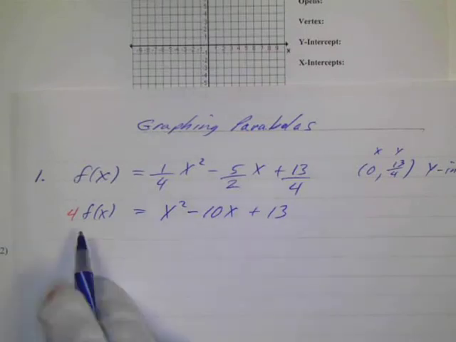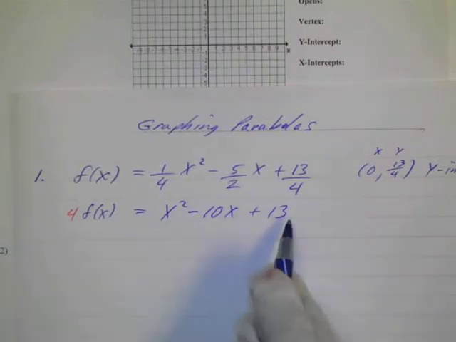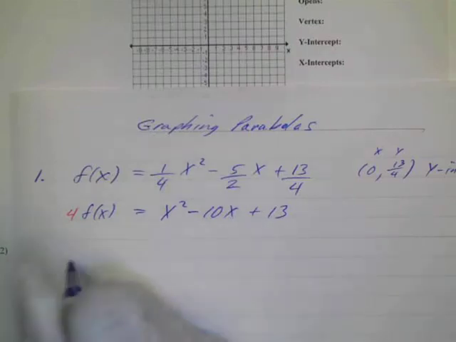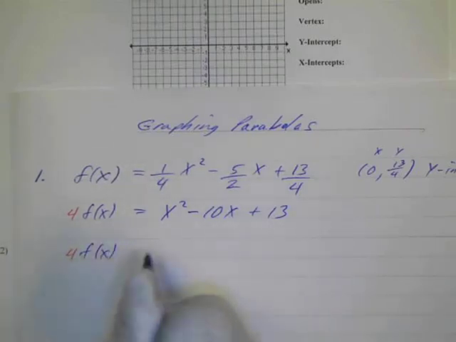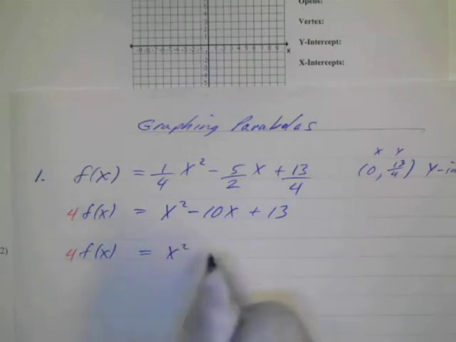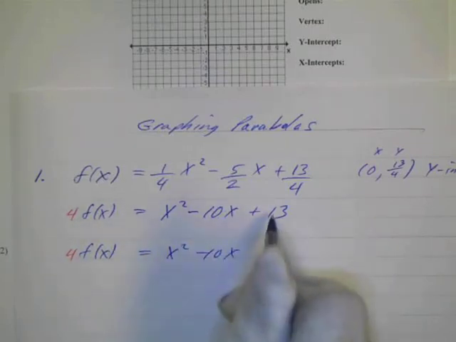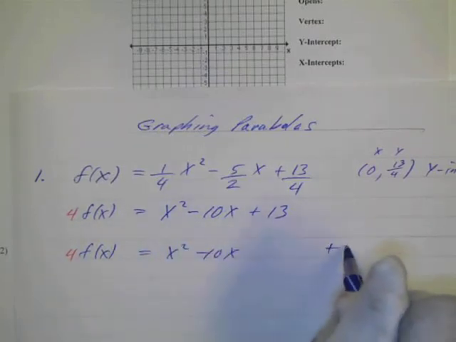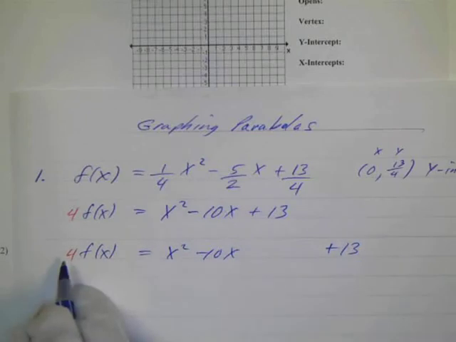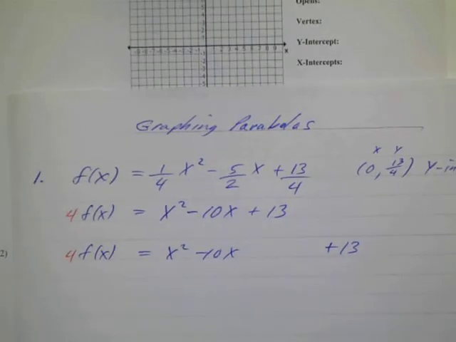So we just move the 4 over here temporarily so we can complete the square process and find our vertex, or put this in vertex form. So now I've got 4f of x, and that equals x squared minus 10x, and I'm going to move the 13 over here to the right. Now some people put the 13 on the left and then do it and then move it back, and that's fine. This is just the way I do it.